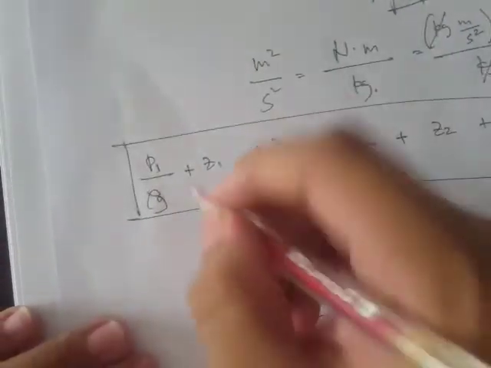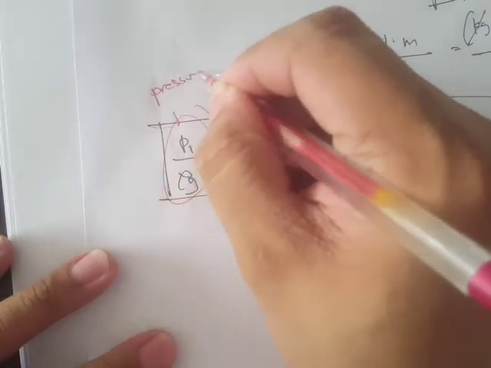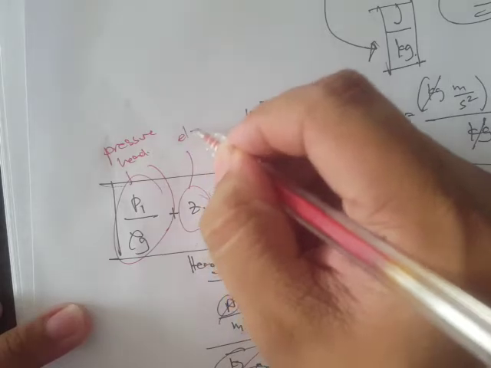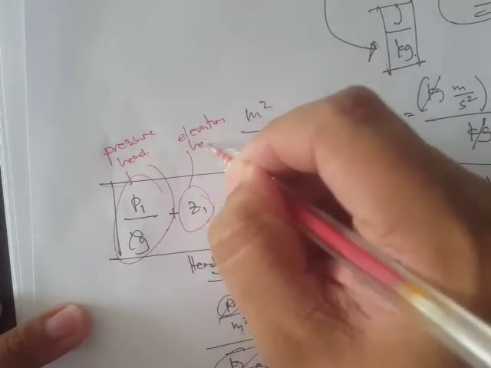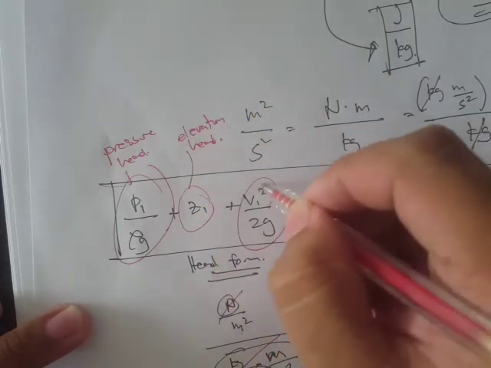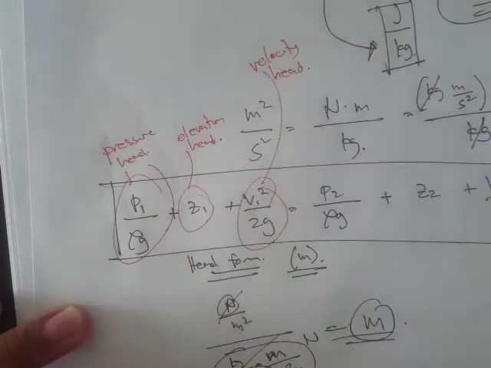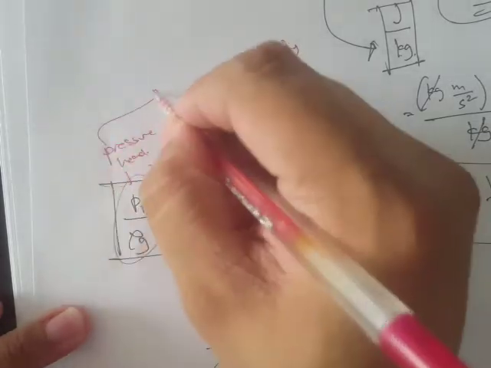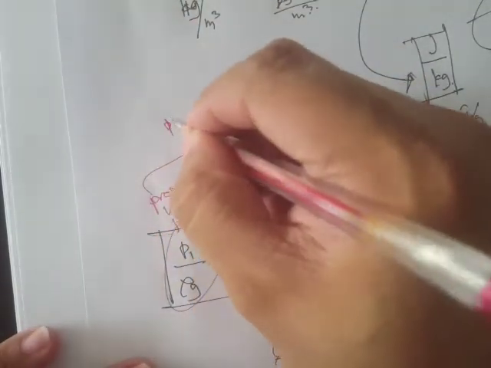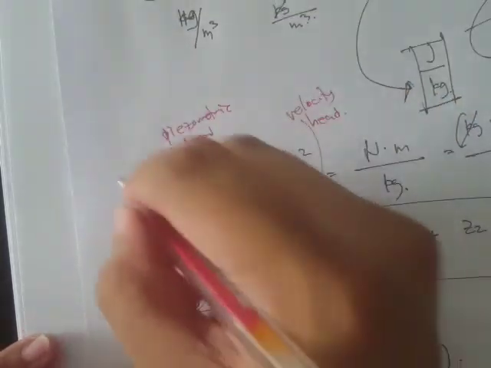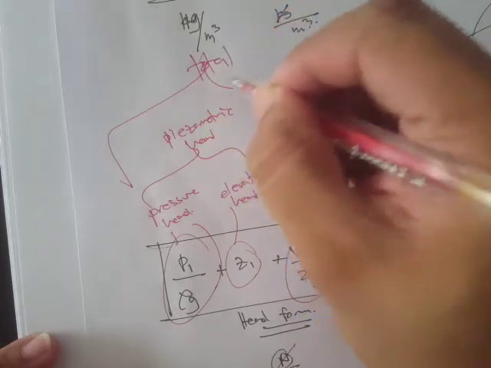With respect to terms, we call this one the pressure head, and this one we call the elevation head. Then this one we call the velocity head. The sum of pressure head plus elevation head is what we call the piezometric head. And the sum of the three terms is what we call the total head.